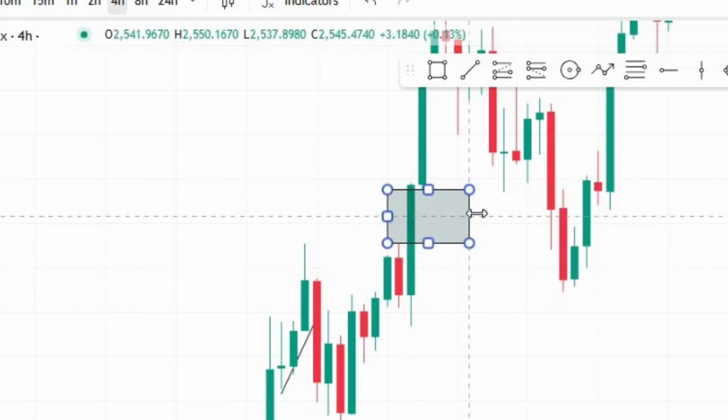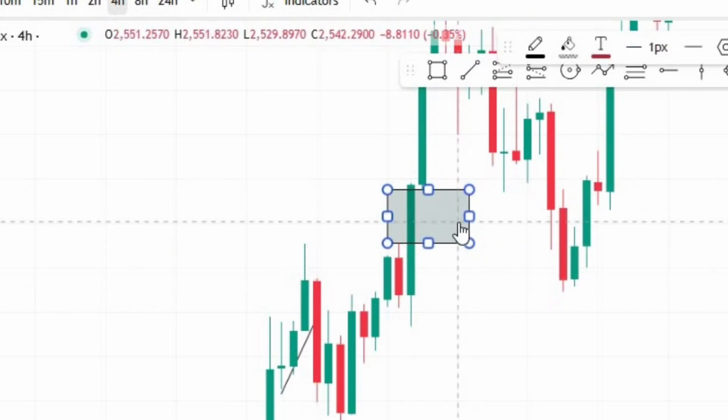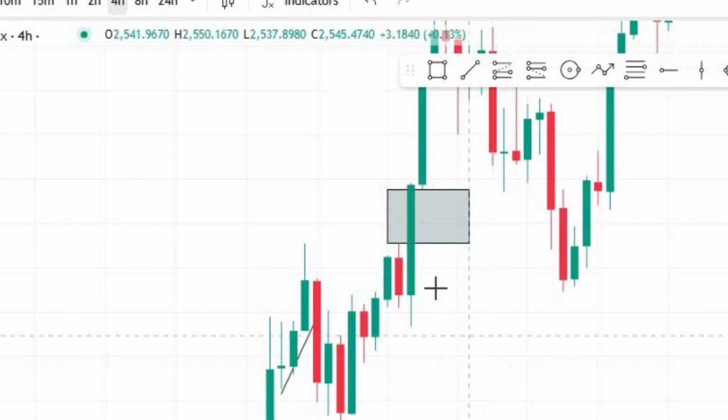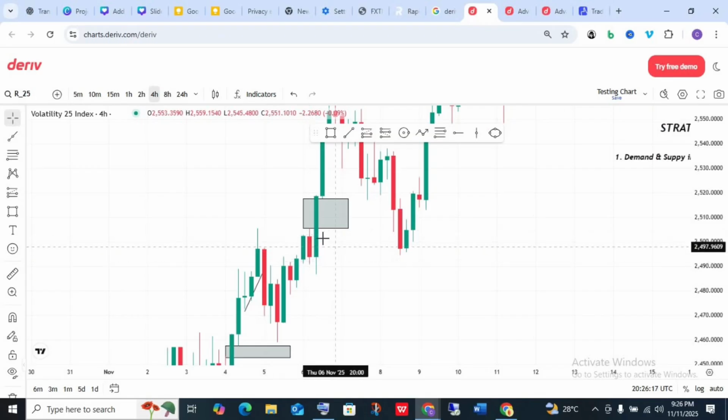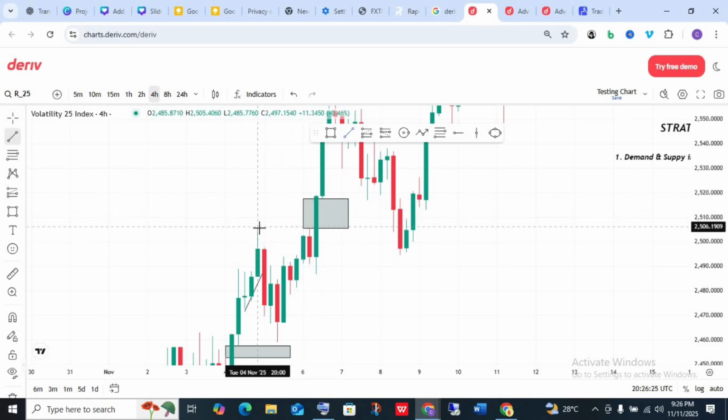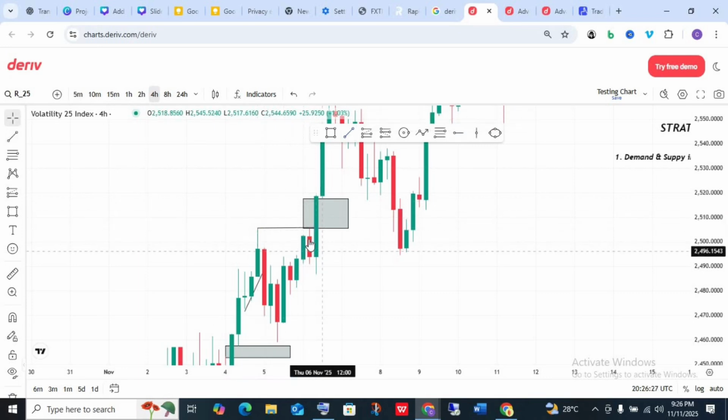Okay, and another thing you need to know about supply and demand is that a valid demand and supply is the last candle before the massive sell or the massive buy that caused a break of structure. So in this case, this is the break of structure here. A break of structure happened here. And this is the massive buy that caused the break of structure. And this is the last candle before that break of structure happened.